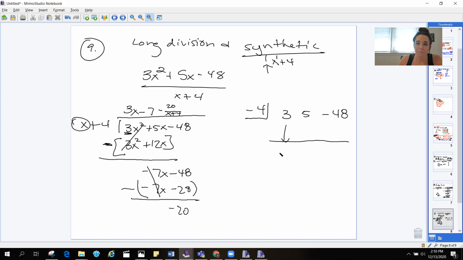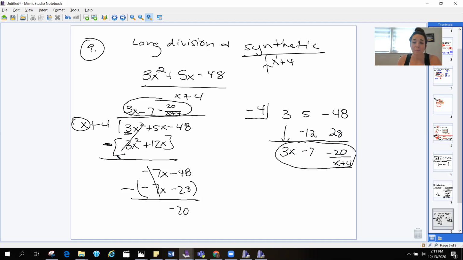So I'm going to bring down that first term. I'm going to multiply. I'm going to add these together. I'm going to multiply. And I'm going to add these together. I'm going to go one less than the exponent that was listed right here. 3x minus 7 minus 20 over x plus 4. Notice how this is the same thing as what we got here. Okay, so you can do it either way. It doesn't matter. The only time it matters is if the coefficient is bigger than 1 and the exponent is bigger than 1.